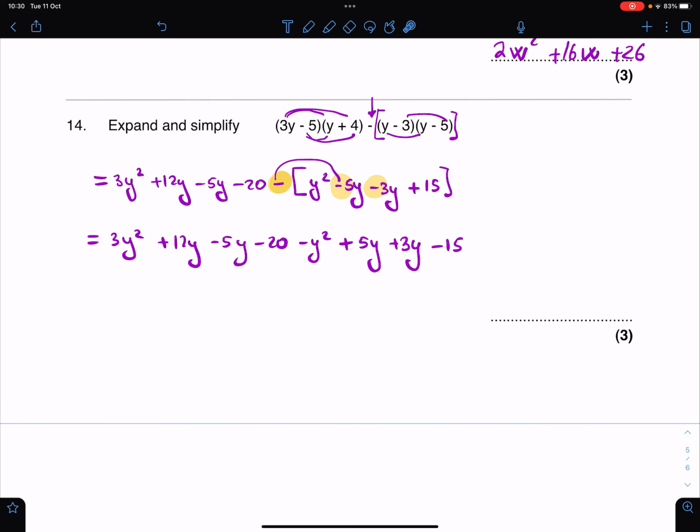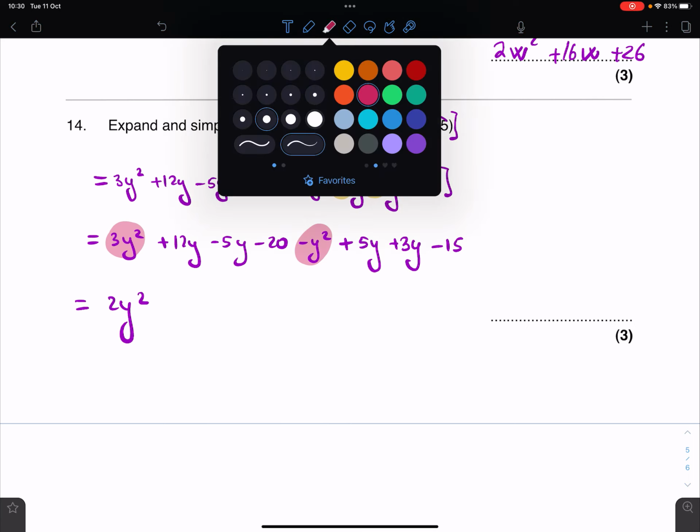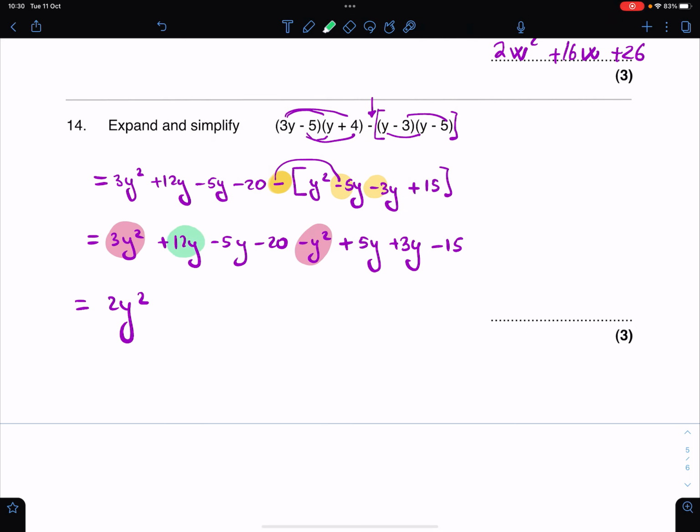No, it's not the answer yet, because we have like terms to simplify. y squared, 3y squared, negative y squared. That gives us 2y squared. What we have here is 12y, negative 5y, 5y, 3y. Guys, I'm going to teach you a tricky way. We have negative 5y and 5y. Let's just cross them out because they're opposite to each other. When you add them, it's going to be 0. So all we have to calculate is 12y plus 3y. What is it? 15.